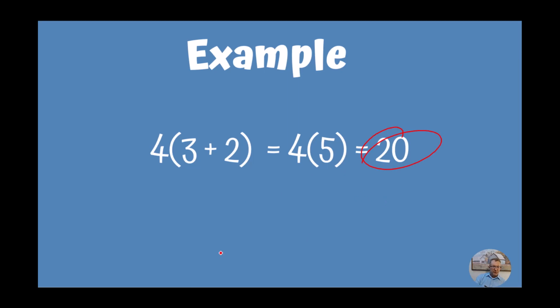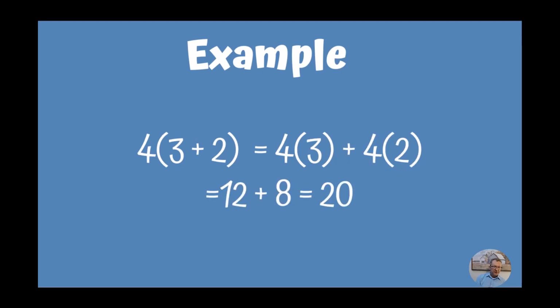The next example, we're going to take the same numbers and we're going to distribute. So we're going to distribute that 4 to the 3 to get 4 times 3. See right here in this red box? 4 times 3. Now we're going to distribute it to that 2 to get 4 times 2. Well, 4 times 3 is 12. 4 times 2 is 8. And when you add them, you get 20.